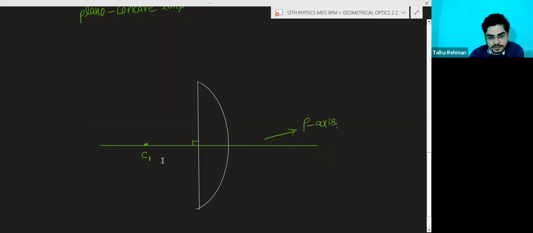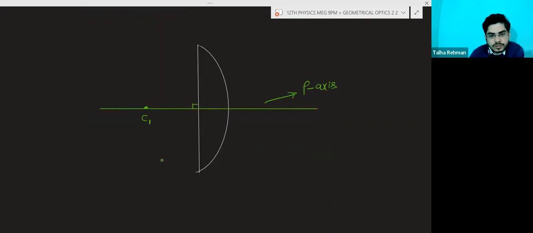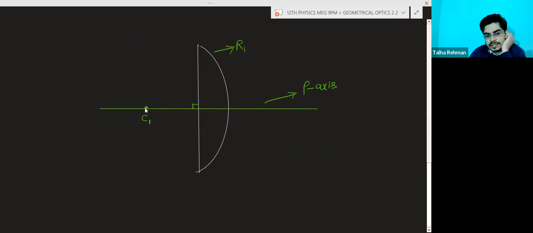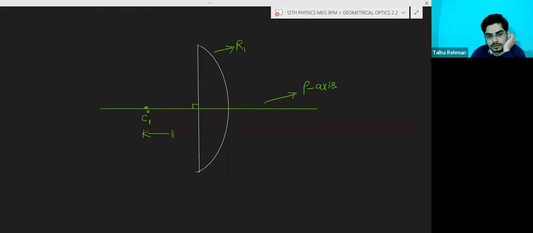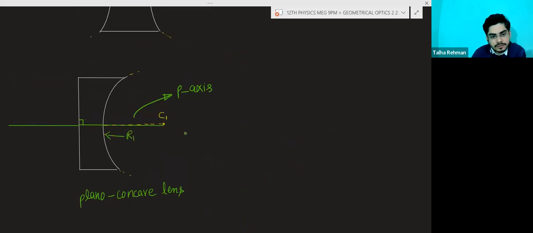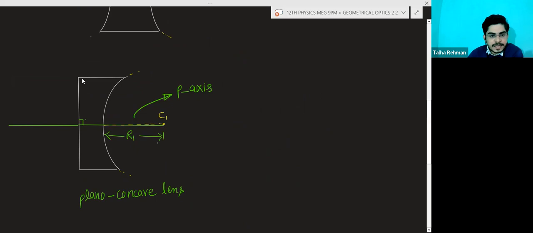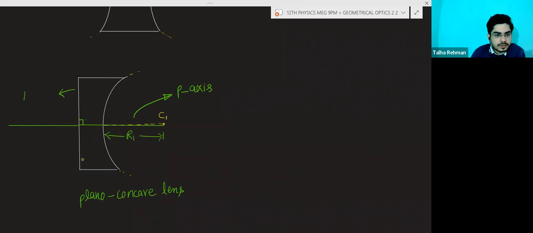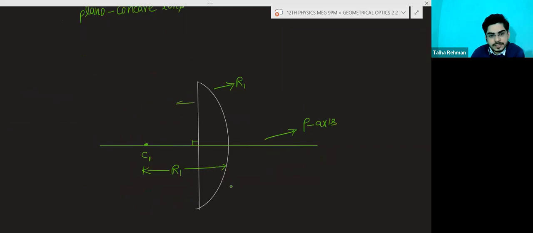Now talking about the radius. So this is C1, na? For this surface, R1 is the radius of curvature. What will be the radius of curvature? The distance from here to here will be the radius of curvature. This will be R1, okay? And for this surface, this will be suppose R1. Now what is the radius for this plane surface? For this plane surface, you will take the radius as infinite.